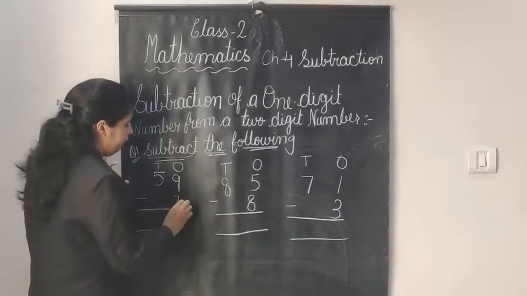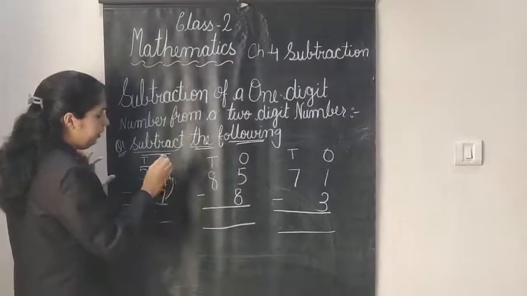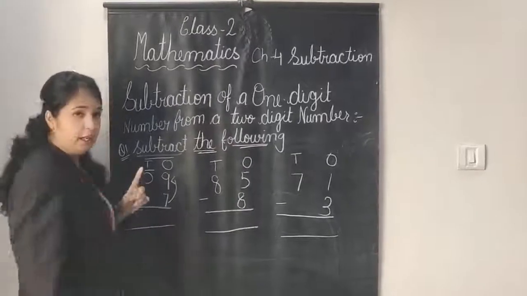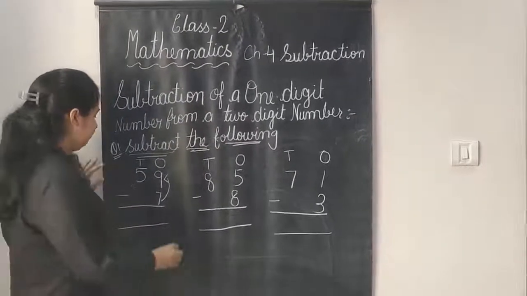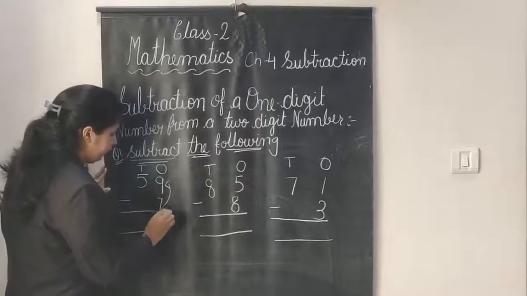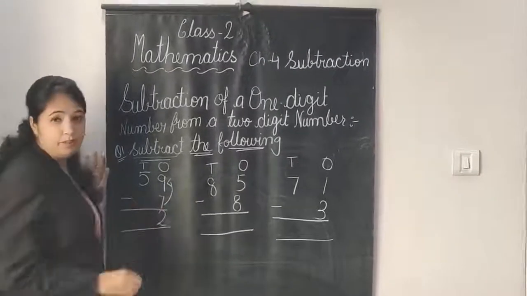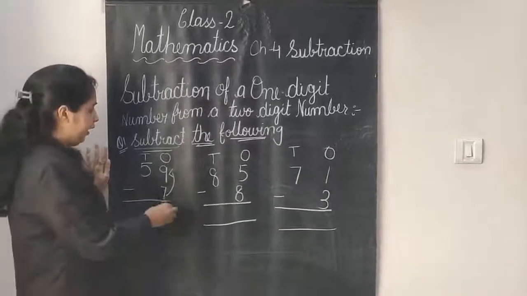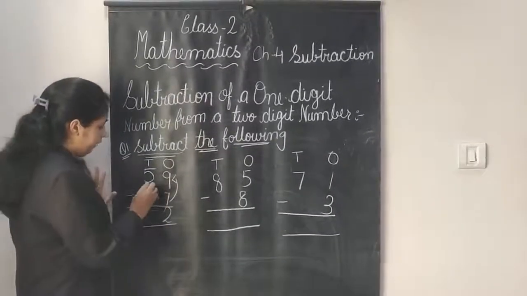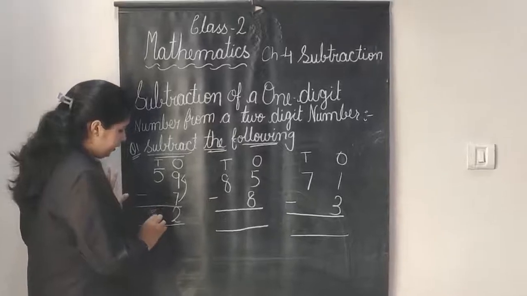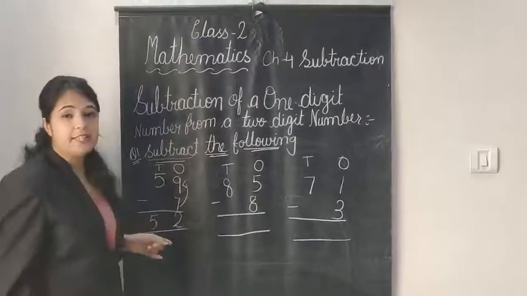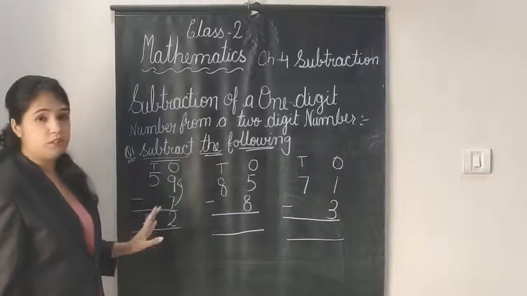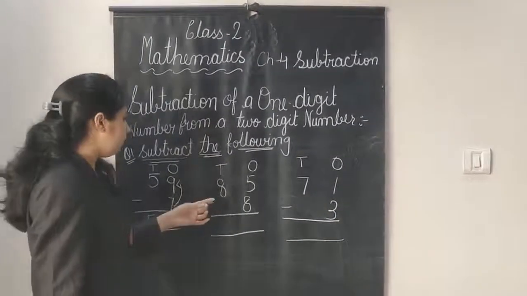So after 7 till 9. After 7, 8 and 9. So 2 on my fingers. As 9 is bigger than 7, greater than 7, we can subtract it easily. And 5 we will bring as it is down. Is there any regrouping in the sum? No, there is no regrouping in the sum.